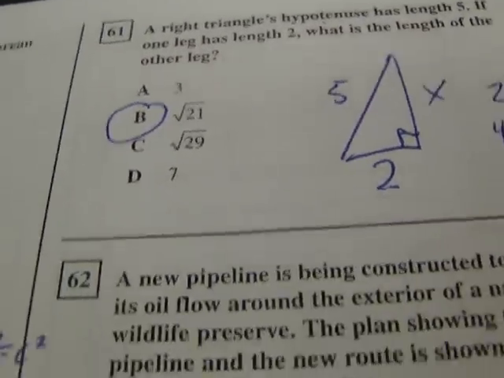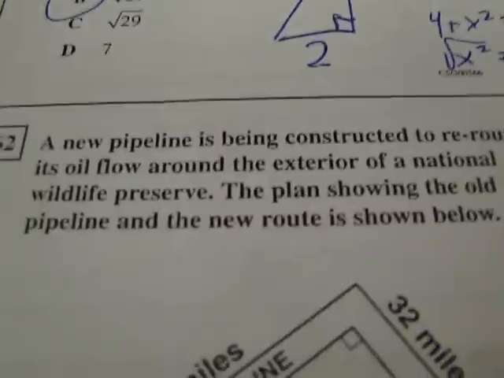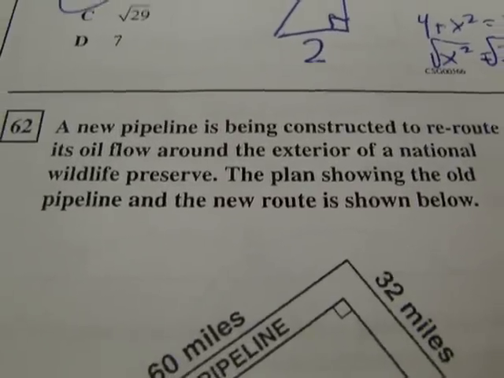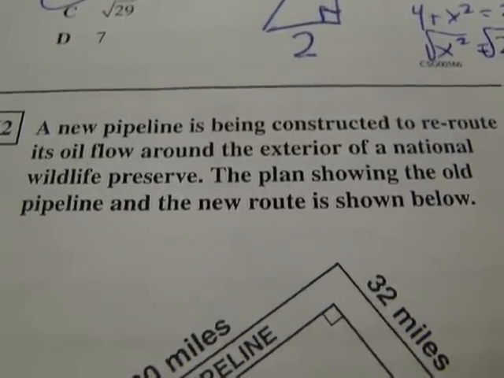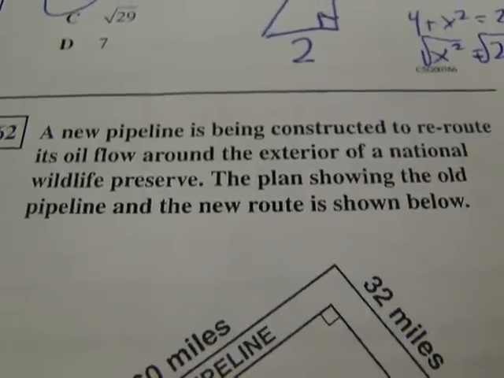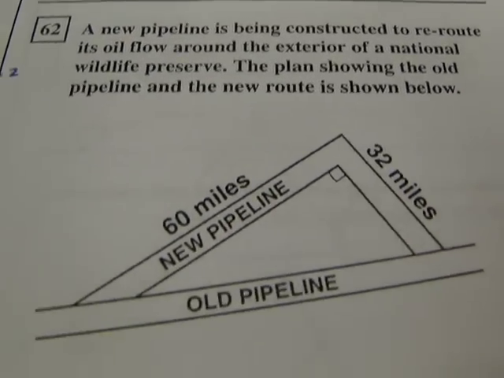Square root of 21. Okay, pretty simple, that one. This next one is kind of my least favorite problems. It's really difficult. A new pipeline is being constructed to reroute its oil flow around the exterior of a national wildlife preserve. The plan showing the old pipeline and the new route is shown below.